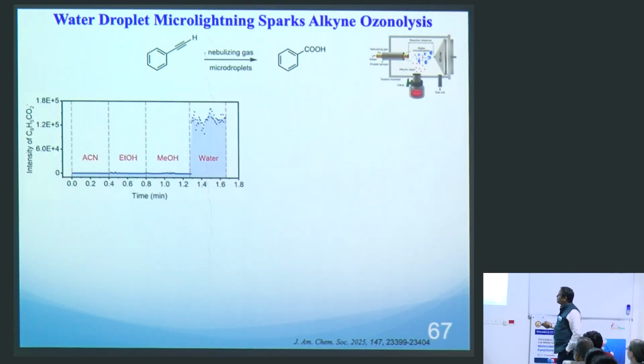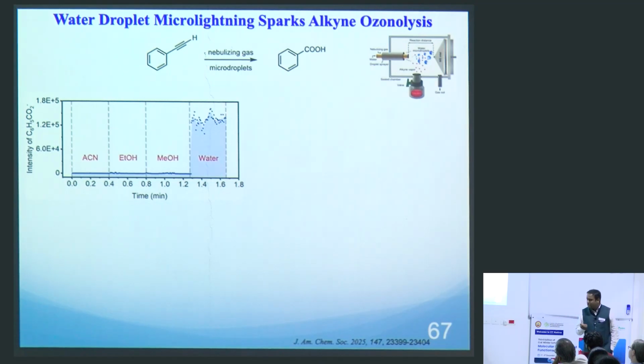But by using the microdroplet method, we took the alkyne in the chamber and then just opened the alkyne. The boiling point of alkyne is too low. It evaporates and then we manually created the micro lightning here. The lightning will break the carbon-carbon triple bond. We are able to get the benzoic acid.